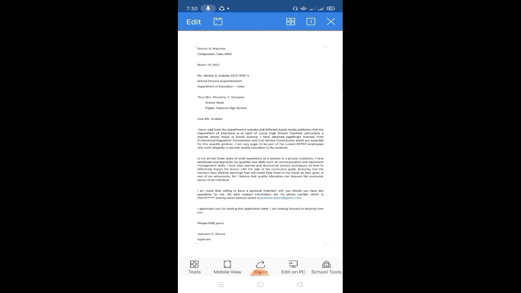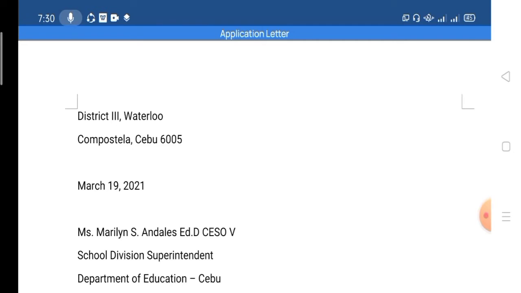Alright, so let's dissect each part. The personal details included here, like address and personal contact information, are changed for security purposes only. So let's begin. At the top is the address of the sender. So District 3, Waterloo, Compostela, Cebu, 6005.